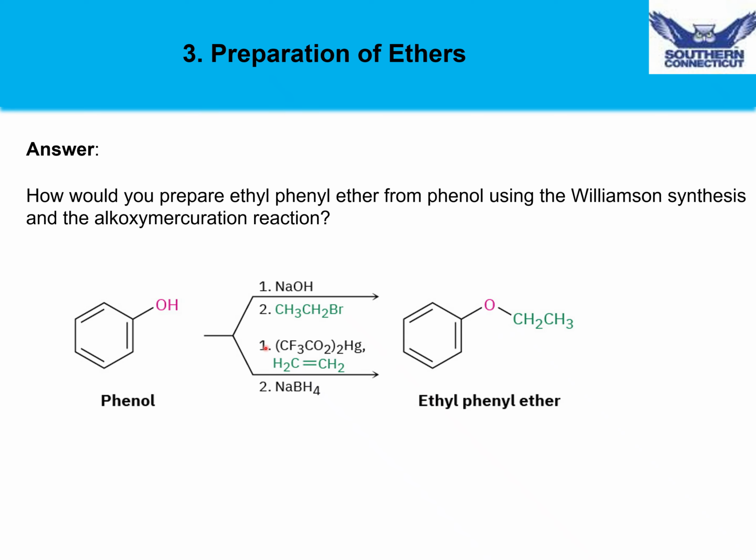Another way we can do this reaction is through the alkoxymercuration reaction, where we use mercury trifluoroacetate and an alkene. If we're trying to add two carbons, our alkene will have to also have two carbons. And then finally, we add sodium borohydride to replace the mercury group that is in the intermediate with a hydrogen.